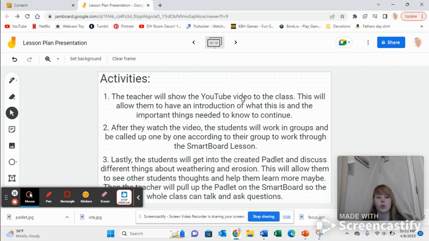And then the teacher will pull up the Padlet after everyone's finished discussing and writing what they want, on the Smartboard so the whole class can talk and ask questions, and maybe she can help them understand the things that they had questions about or anything that they have importance about.